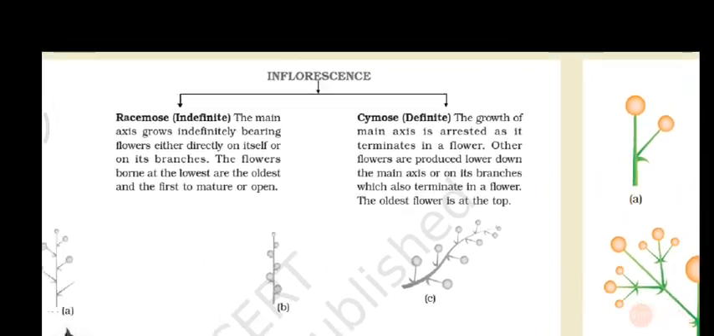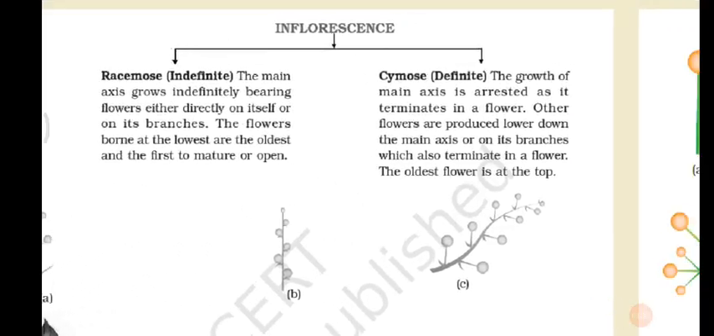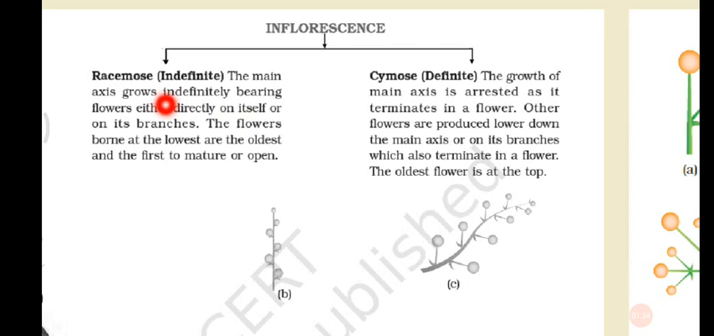inflorescences are of two different types. Look at this one. The first one we call racemose, also known as indefinite inflorescence. The second one we call cymose, that is definite inflorescence.